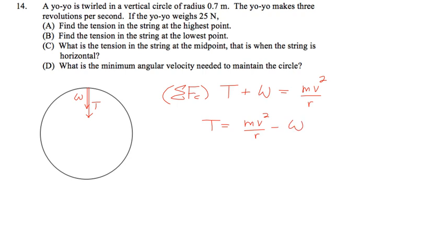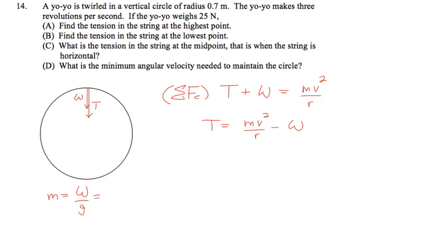So there's a couple things I need to solve for because I do know what the R is, and I know what the W is. So I'm going to need to solve for M using the W, and I'm going to need to solve for V, knowing that the yo-yo makes 3 revolutions per second. So I have to do 2 things on the side, and then I'll have everything to plug into that equation. So I'll do it over here. The mass is W divided by G.